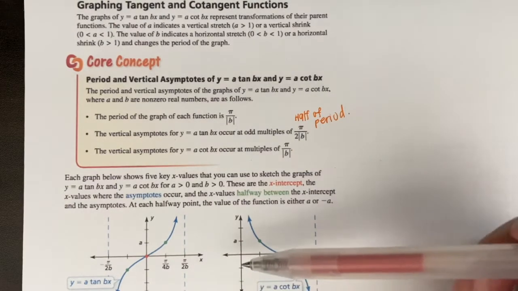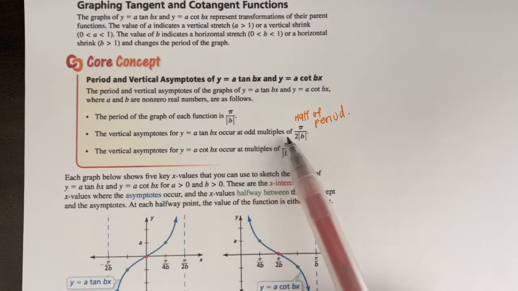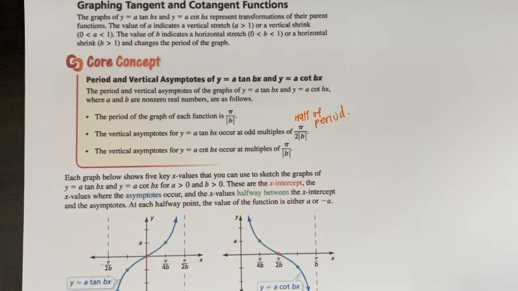For instance, if our b value is 4, then our period is going to be pi over 4. And in order to find where the vertical asymptotes happen, we want to take half of that, pi over 4, which is going to be pi over 8. Vertical asymptotes are going to occur at odd multiples of pi over 8. So pi over 8, 3 pi over 8, 5 pi over 8, and so on.